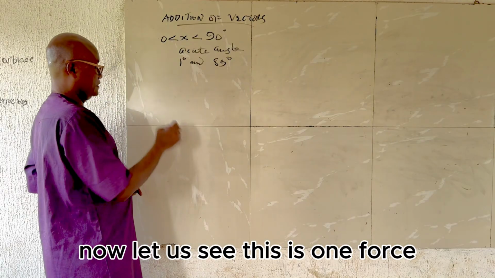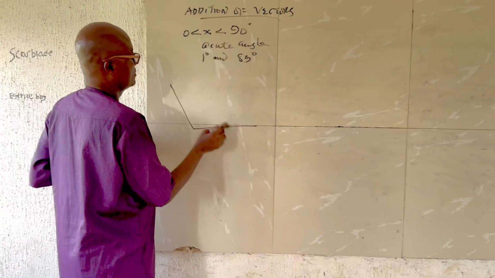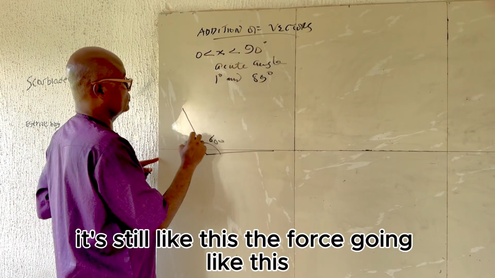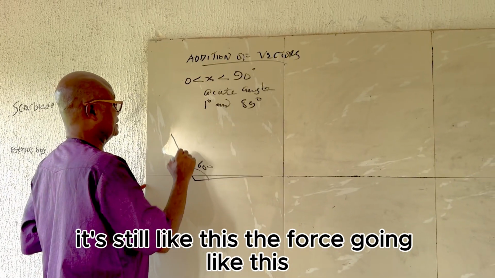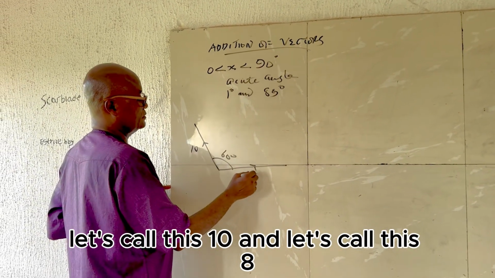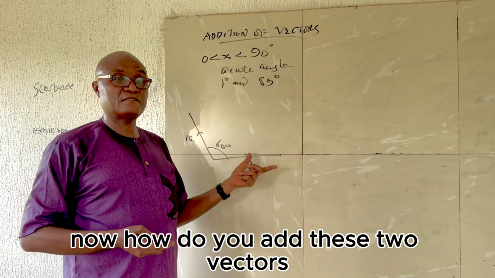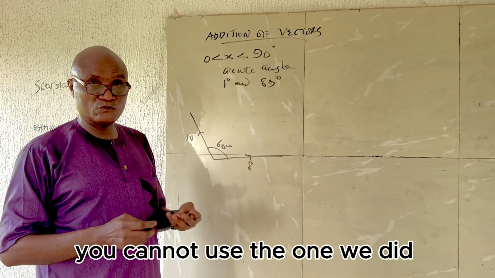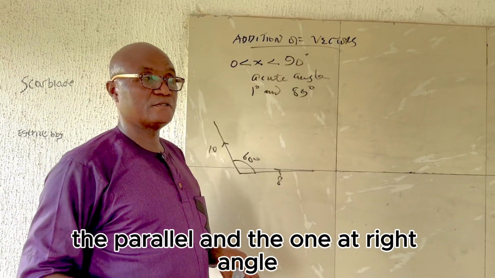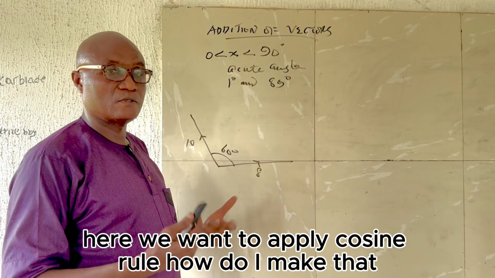Now let us see. This is one force. This is another one. And let's say this angle is 60 degrees. The force is going like this, and that one's going like this. Let's call this 10, and let's call this 8. Now, how do you handle these two vectors? You cannot use the way we did the parallel and the right-angle cases. Here, we're going to apply the cosine rule.